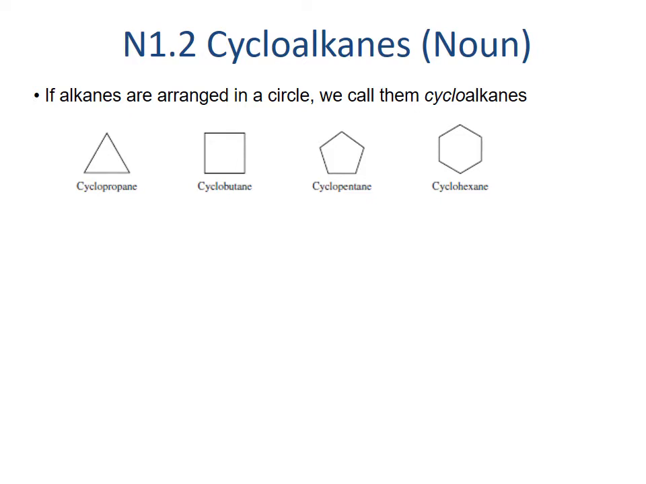Molecules don't need to be in straight lines. They may include rings. The only difference in the names of cycloalkanes, the ones that are in rings, is that they will be preceded by the name cyclo. So if we look at propane, a 3-membered ring would become cyclopropane, or a 4-membered ring becomes cyclobutane.